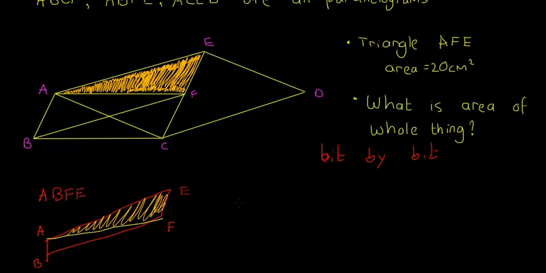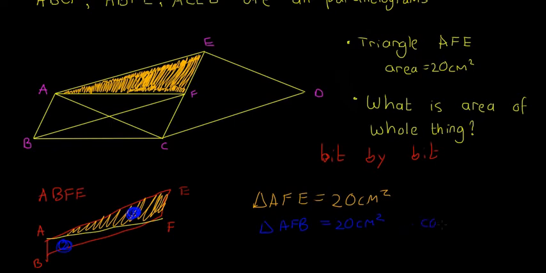Okay, so now we have the triangle AFE. Sorry, I'm making a mess of this. The triangle AFE is equal to 20 centimeters squared. And we also know that if you have a diagonal that cuts a parallelogram in half, it makes two congruent triangles. So this triangle here, the blue, is the same as this triangle here, number 2. That means the triangle AFB also has an area of 20 centimeters squared, because these are congruent, so this has to have the same area.